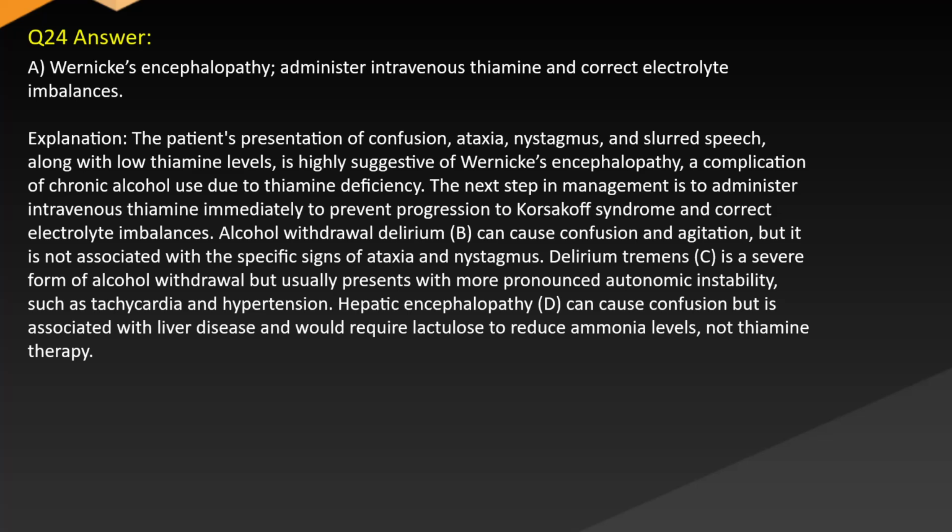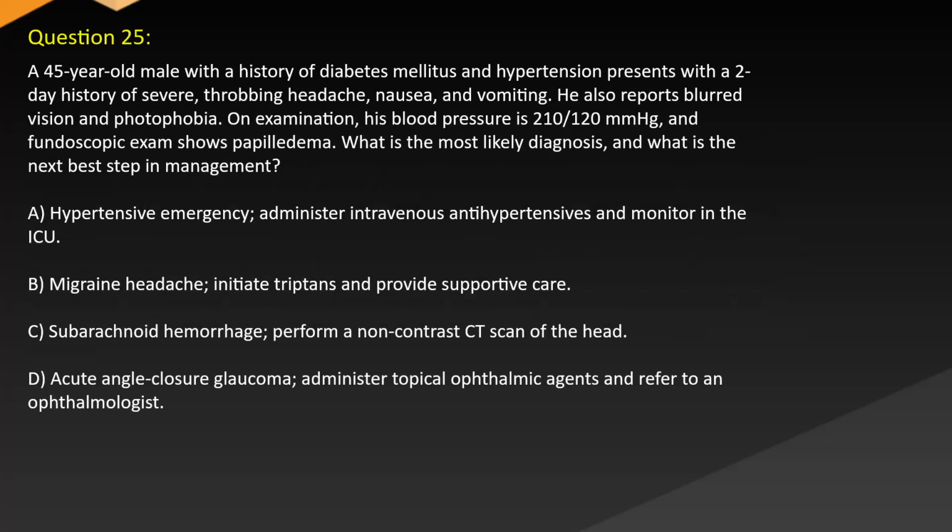imbalances. Alcohol withdrawal delirium, B, can cause confusion and agitation, but it is not associated with the specific signs of ataxia and nystagmus. Delirium tremens, C, is a severe form of alcohol withdrawal, but usually presents with more pronounced autonomic instability, such as tachycardia and hypertension. Hepatic encephalopathy, D, can cause confusion, but is associated with liver disease and would require lactulose to reduce ammonia, not thiamine therapy.